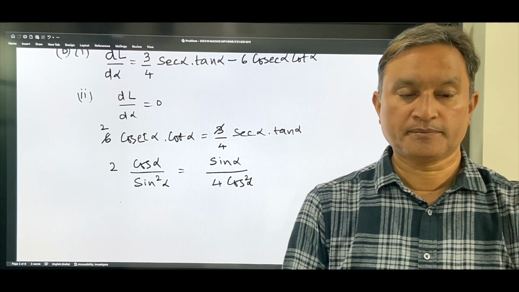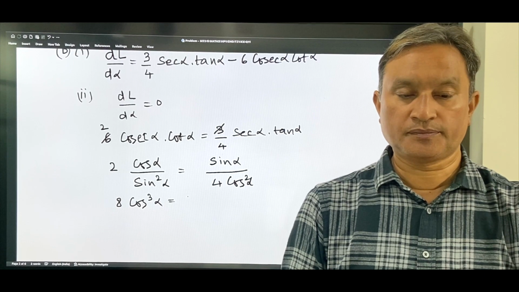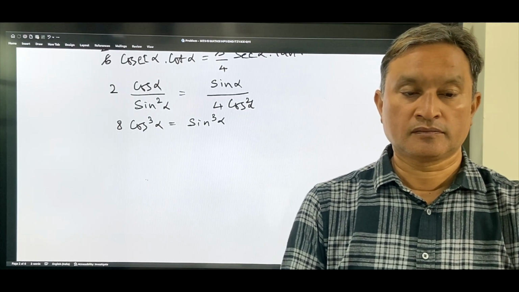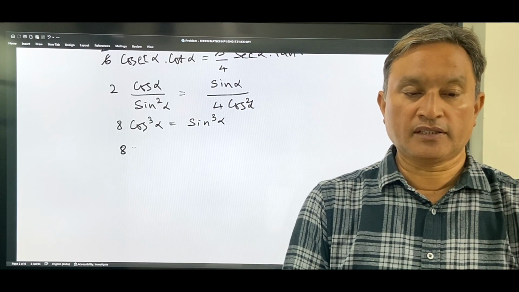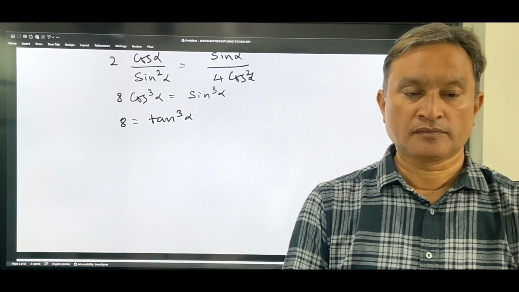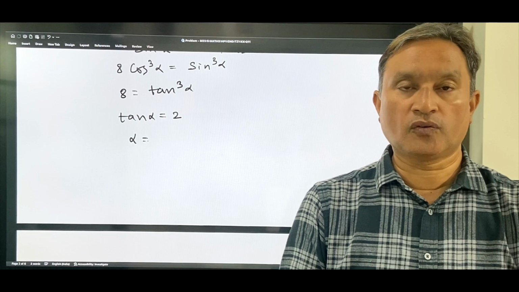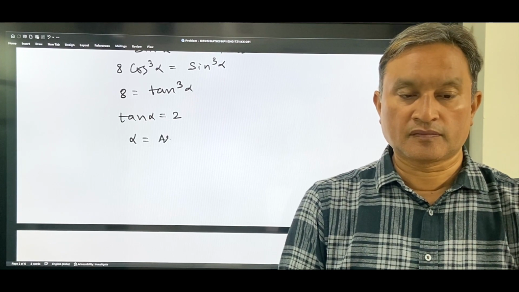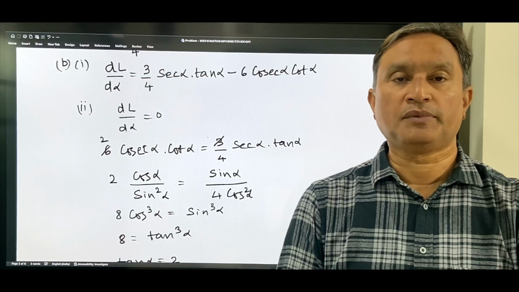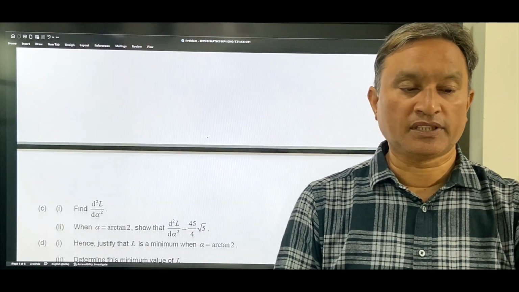Now we will cross multiply. So 8 cos cube alpha equals sin cube alpha, so 8 equals tan cube alpha, so tan alpha equals 2, therefore alpha equals arctan 2. So this is the solution of B2 part. Now we will proceed to C1.